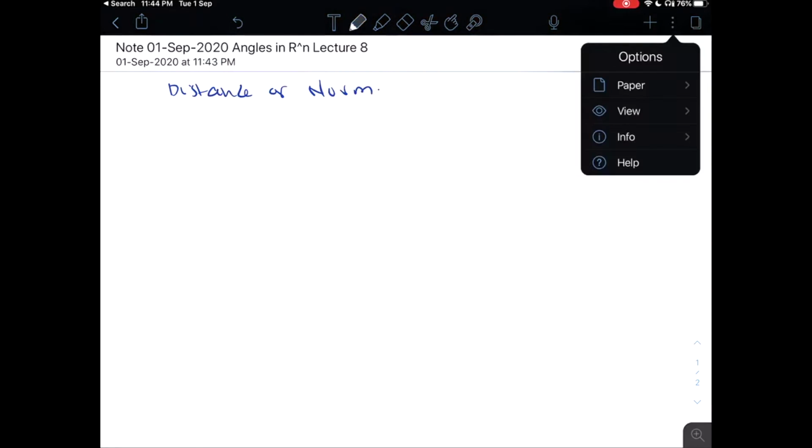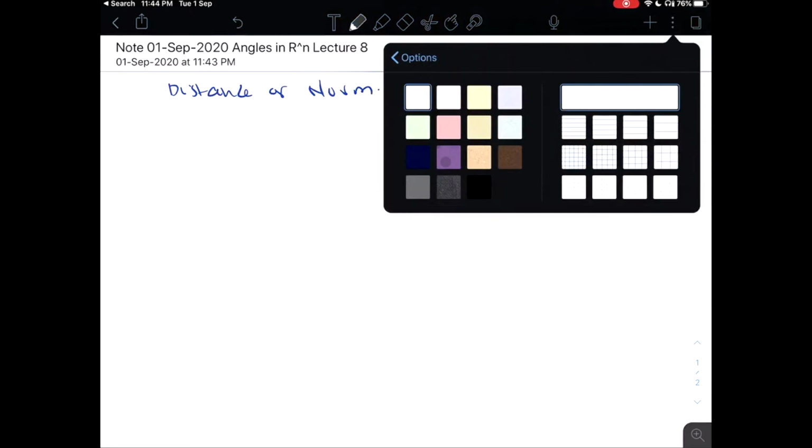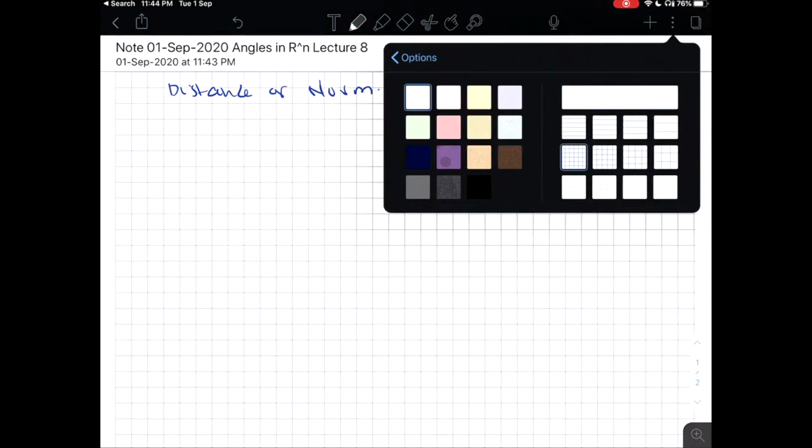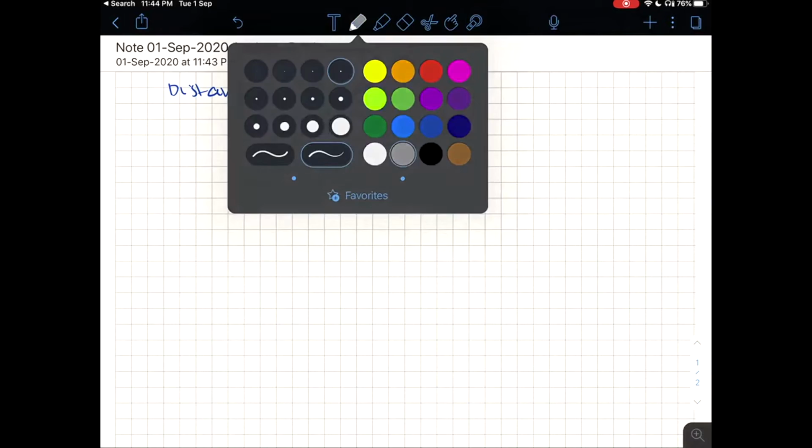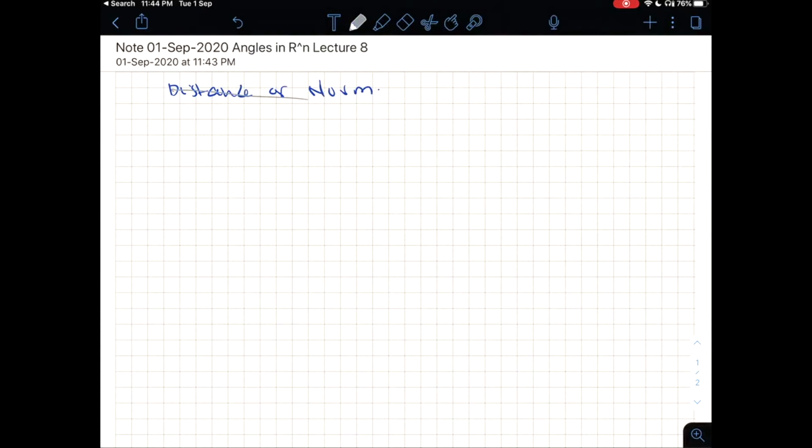I think I prefer to have a paper color. And yes. Yes. Okay.